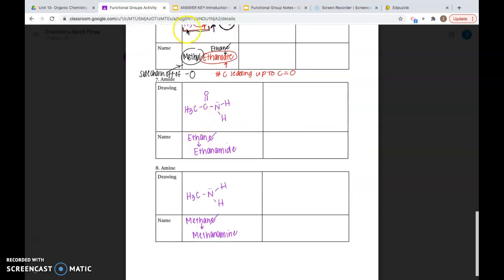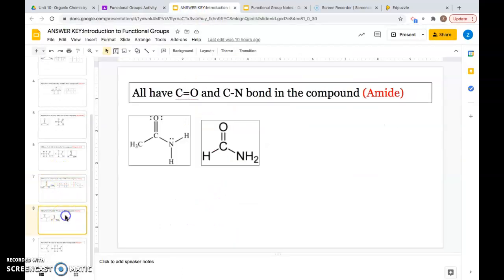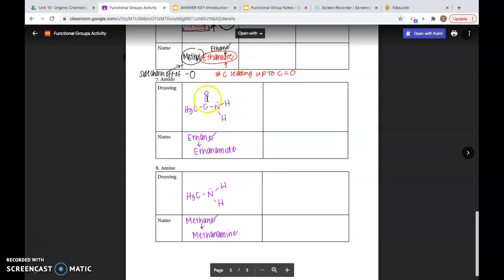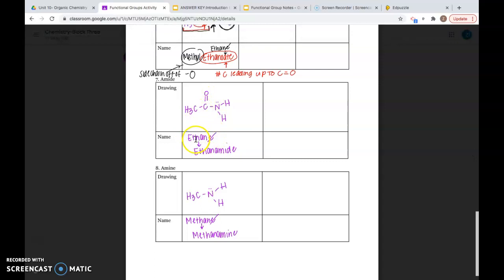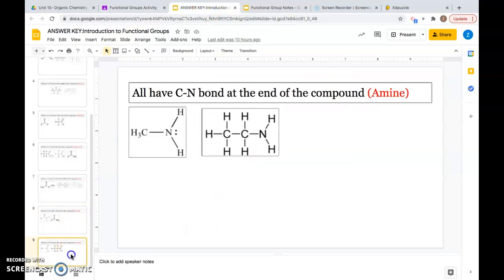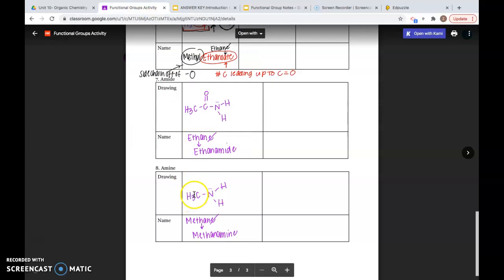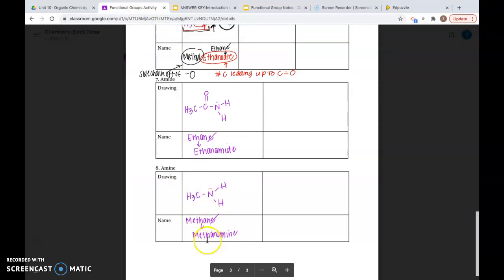Then we have our amide group here. So we go to our next slide. I drew this one for you on the left. It has 2 carbons in it. So we have ethane, and then we just take that E off and add amide to it. And then finally, we have our amine group here. I drew this one on the left for you. It has 1 carbon on it, so we have methane. We take the E off, and it becomes methanamine.